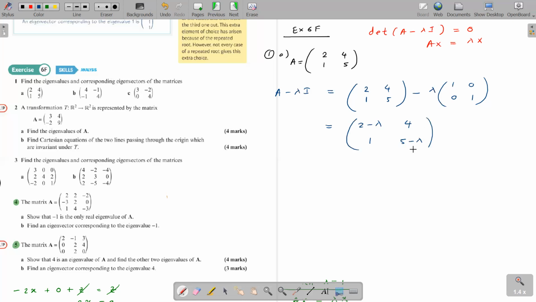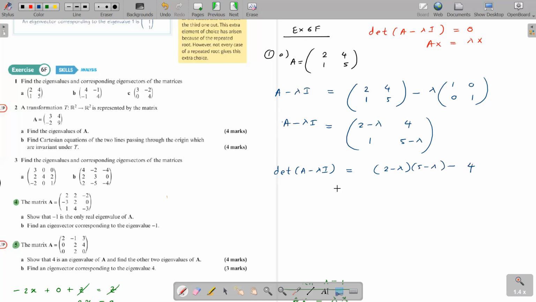Are you with me? This is A minus lambda. Now, what am I supposed to do? I need to find the determinant of A minus lambda. How do you find the determinant of a 2 by 2 matrix? We multiply along the main diagonal, right? (2 minus lambda) times (5 minus lambda), subtracting 1 times 4, which is 4.